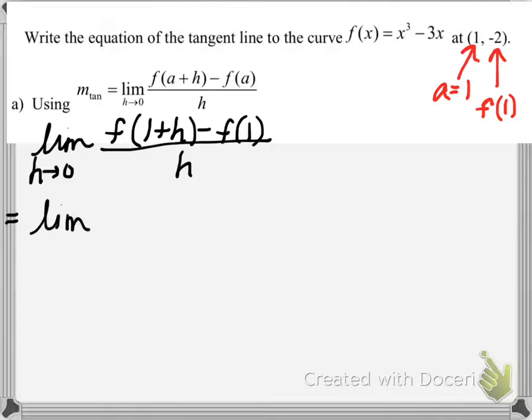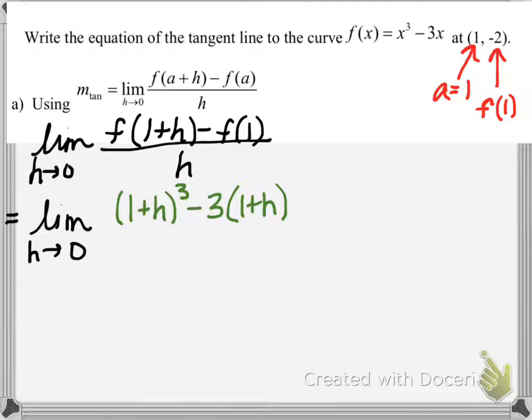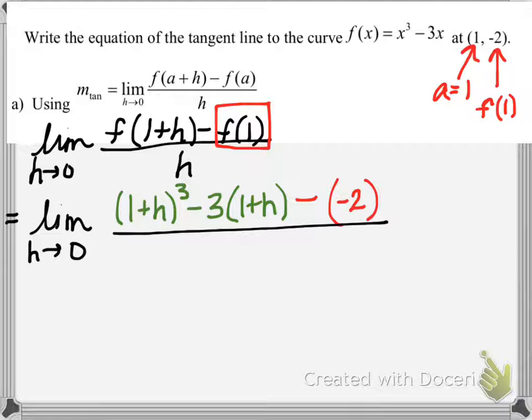Therefore, we have the limit as h approaches 0 of the quantity 1 plus h cubed minus 3 times the quantity 1 plus h. Next, we need to subtract f of 1, which we could find by substituting 1 into our function, or we could realize that that's actually already been done for us, and the y value of our point, which is negative 2, is the value of the function at 1. So we could just subtract negative 2. And then this is all divided by h.